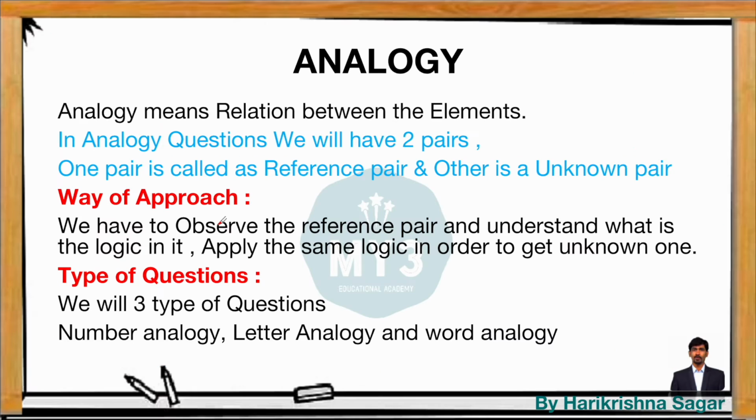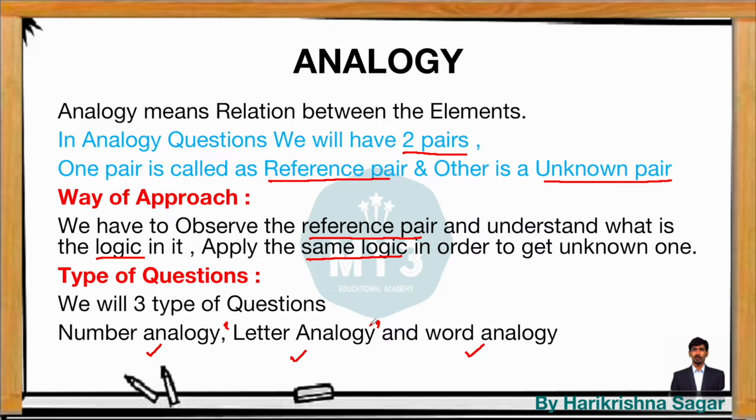So basically, analogy indicates the relationship between the elements. In all the analogy questions, you will see two pairs. One pair is called the reference pair and the other pair is called the unknown pair. You just need to observe the reference pair and understand the relation or logic in it. The same logic you have to apply to get the required quantity. You can see three types of questions in analogy: number analogy, letter analogy, and word analogy.